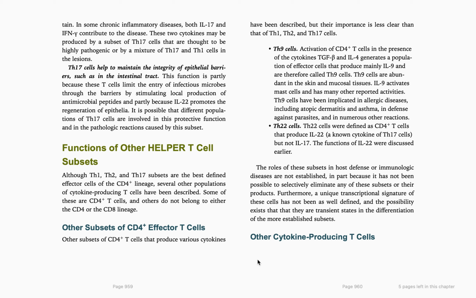The function of other helper T cell subsets. Although T helper 1, T helper 2, and T helper 17 subsets are the best defined effector cells of the CD4 lineage, several other populations of cytokine-producing T cells have been described. Some of these are CD4 T cells, and others do not belong to either the CD4 or the CD8 lineage.